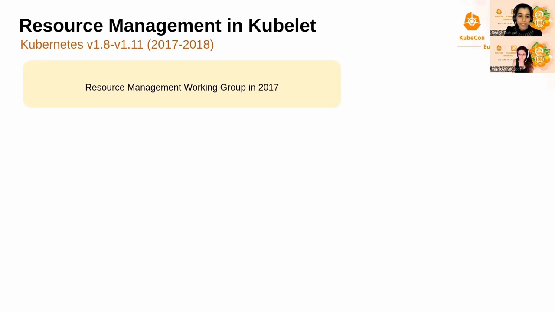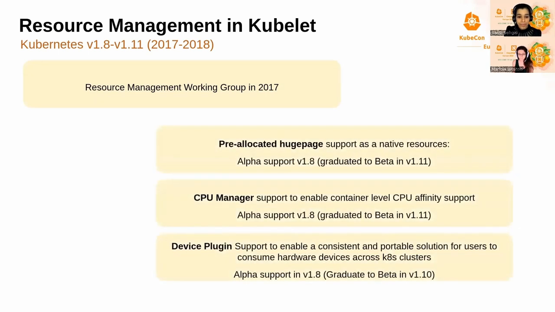The community identified wants in the compute resource management space that was followed by kubelet extension strategies to enable performance-sensitive workloads and improve resource isolation. Support for huge pages, exclusive allocation of CPUs, specialized hardware support, NUMA alignment of resources became focal points of the work that followed. As a result of this, in Kubernetes 1.8, huge pages became a native resource. CPU Manager was introduced to support container-level CPU affinity, and Device Plugin API was introduced as a vendor-independent framework to expose and consume devices.